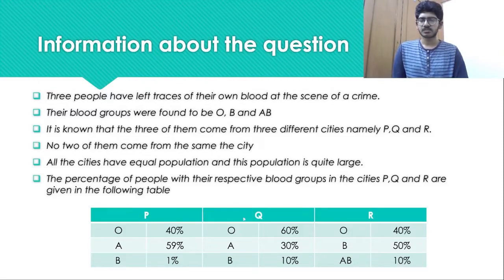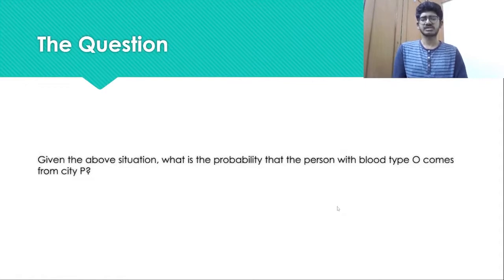And the populations of these cities are equal and at the same time they are very high. This table here represents the percentage of population of the blood type O from the city P, and similarly the whole table is filled. Now the question is, what is the probability that the person with the blood type O comes from the city P? Let's find out.